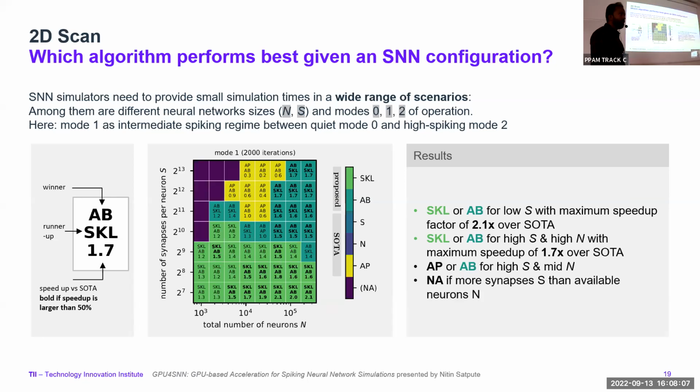And then here we cannot obtain the results. The reason is the number of synapses is quite low in comparison to the number of neurons. So this is not an applicable region. So this is mode 1, which is a medium firing range.